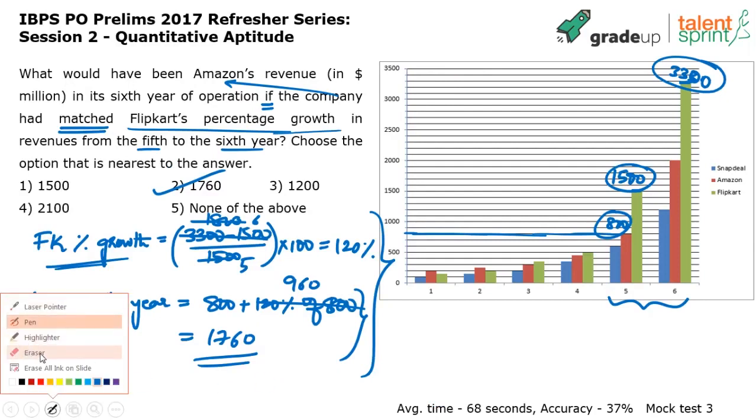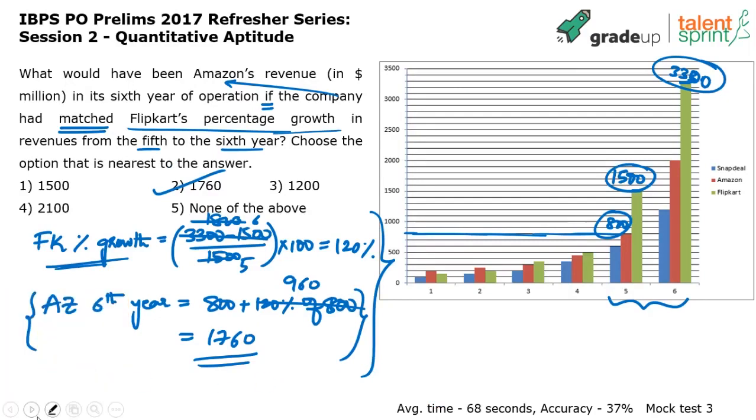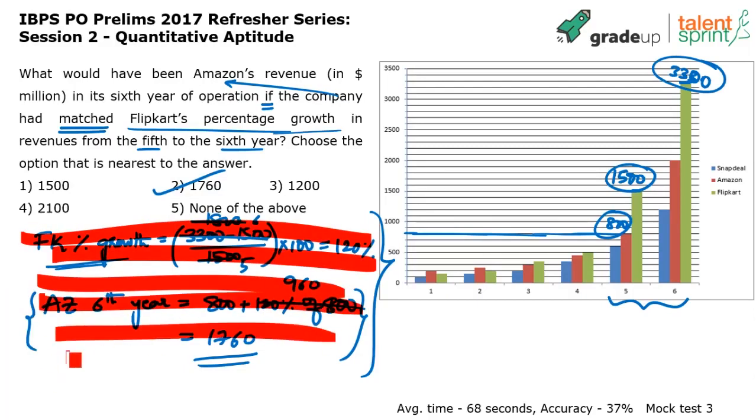What we have done here is a conventional method, right? You can maybe avoid this. If this looks lengthy, you can avoid this. You don't have to really do all this in the exam, right?